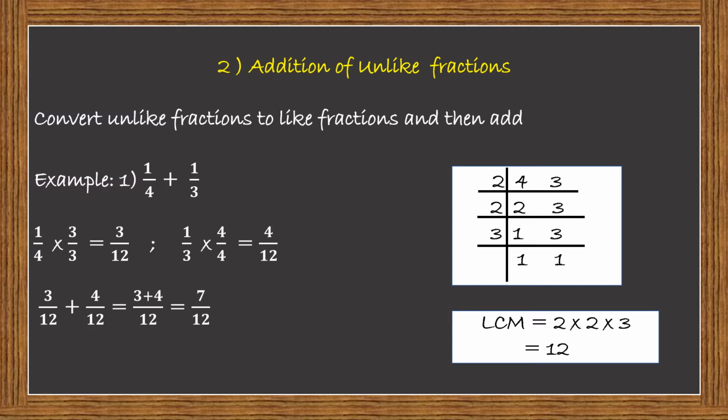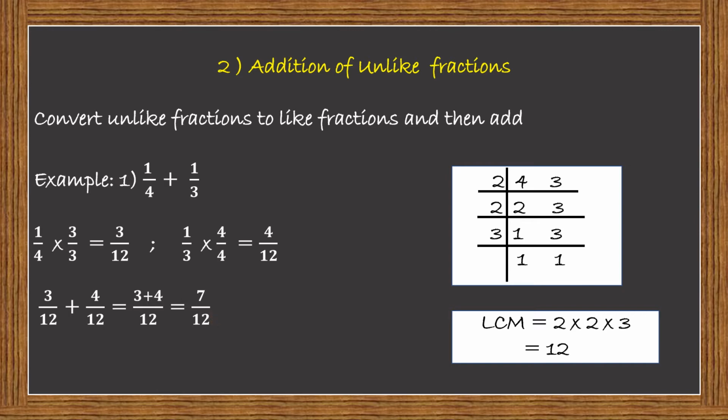We will add them. So 3 upon 12 plus 4 upon 12. So this is a like fraction. So note the denominator and add the numerators. So it is 3 plus 4, which becomes 7. So it becomes 7 upon 12. This is how you are going to add unlike fractions.